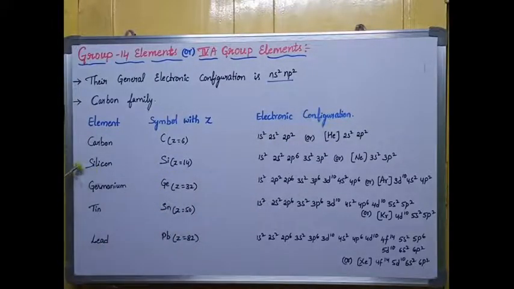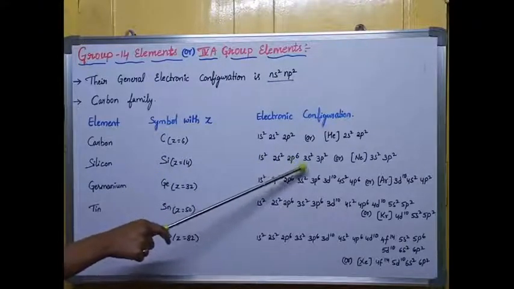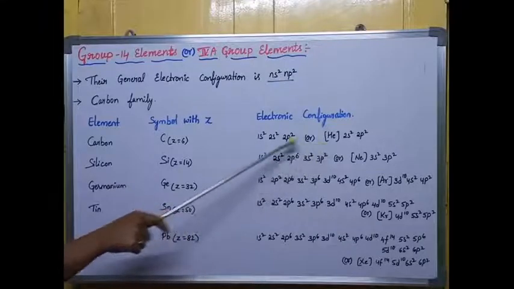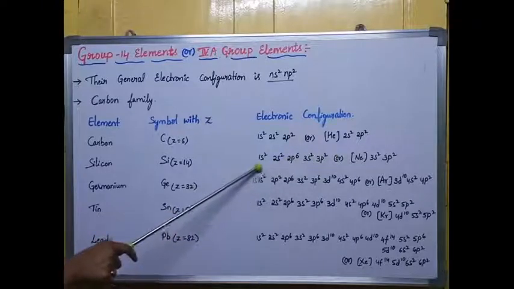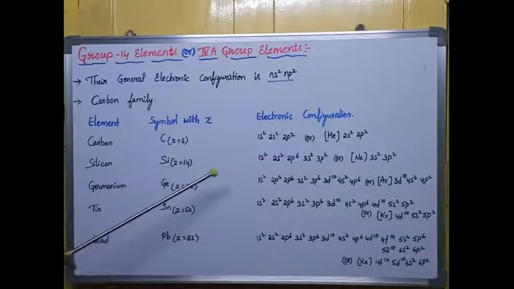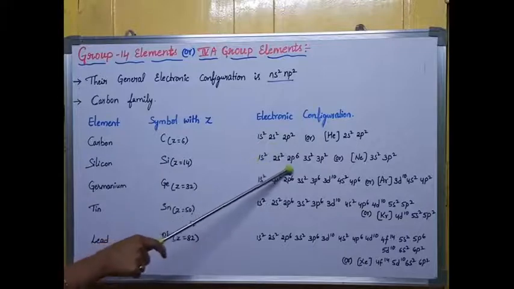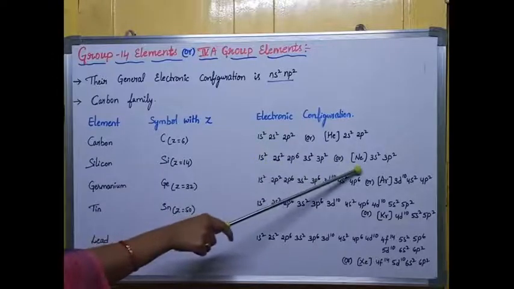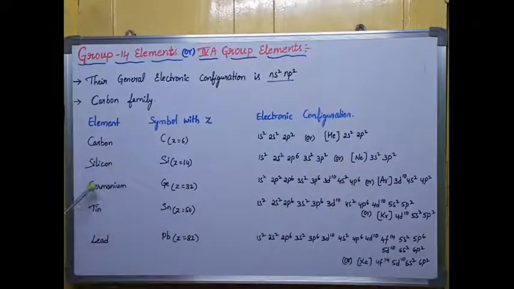Coming to the next element, that is silicon. Silicon has symbol Si and atomic number 14. If we write the electronic configuration, we get 1s2, 2s2, 2p6, 3s2, 3p2. If we add all the powers, you get 14 electrons. You can observe that 1s2, 2s2, 2p6 is the neon electronic configuration. Neon is a noble gas which has 10 electrons, so I'm substituting this with neon. Neon 3s2, 3p2.